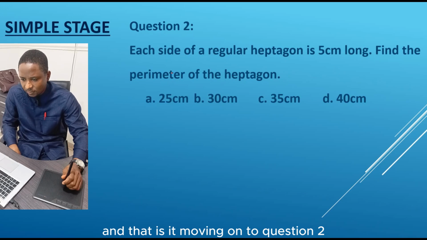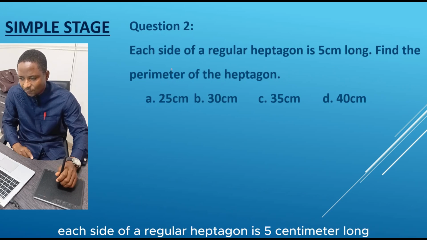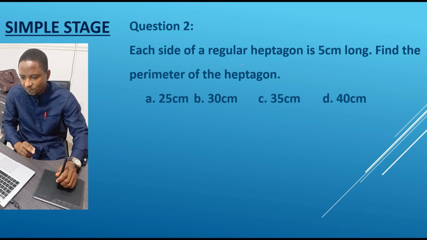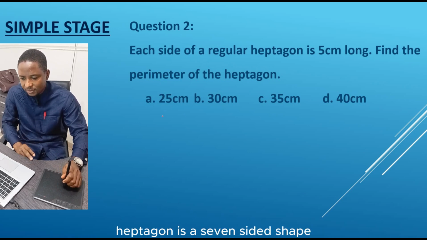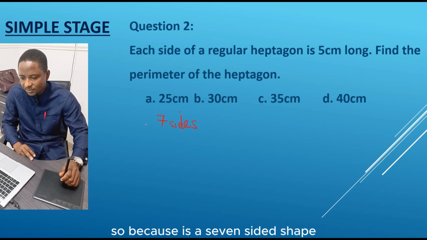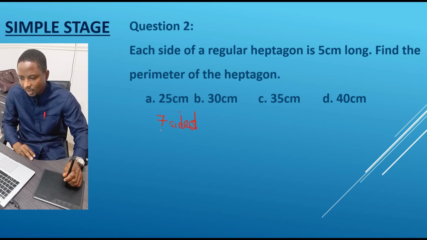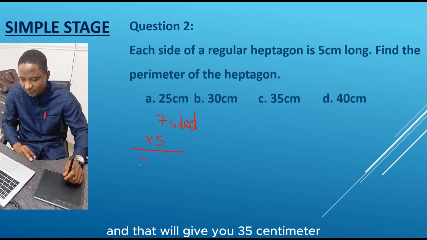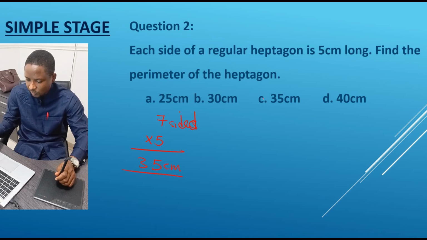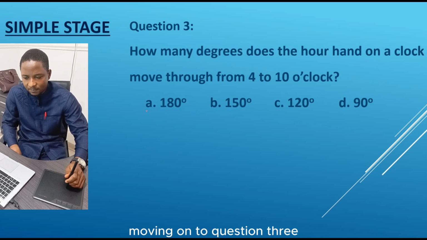Moving on to question 2. Each side of a regular heptagon is 5 centimeters long. Find the perimeter. A heptagon is a 7-sided shape. So because it's a 7-sided shape, and we're told that each side is 5, you just multiply by 5, and that will give you 35 centimeters. Boom.